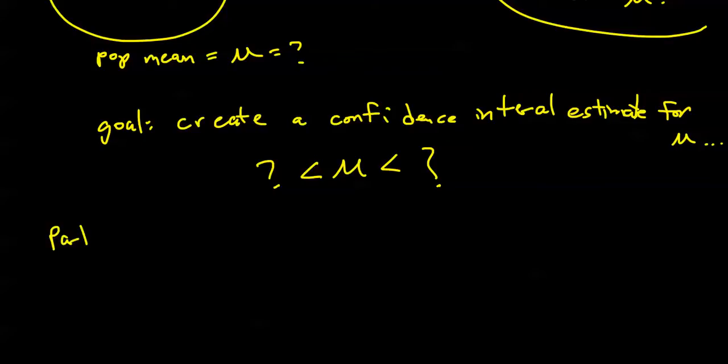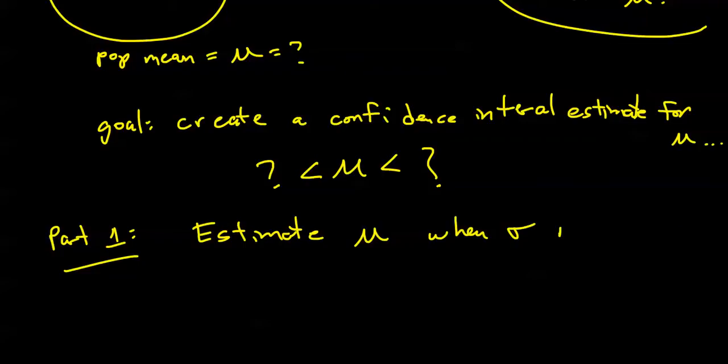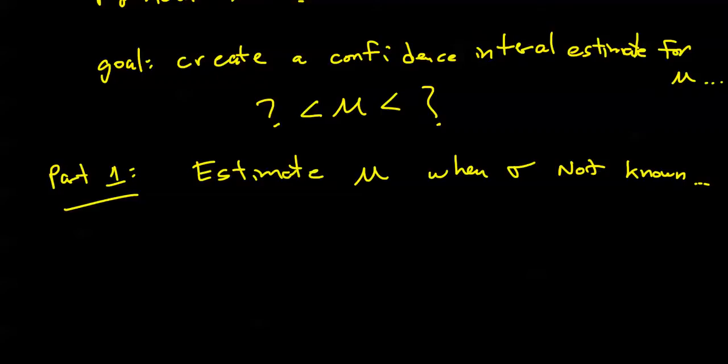Our book talks about part 1, and we're going to restrict our studies in this section to part 1. We're going to estimate mu, not p, in this section, when sigma is not known. Alright, we're going to assume the population standard deviation is unknown. Remember, sigma, the lowercase Greek letter sigma, represents the population SD. So we make the assumption that sigma is not known, and we make some underlying assumptions here also.